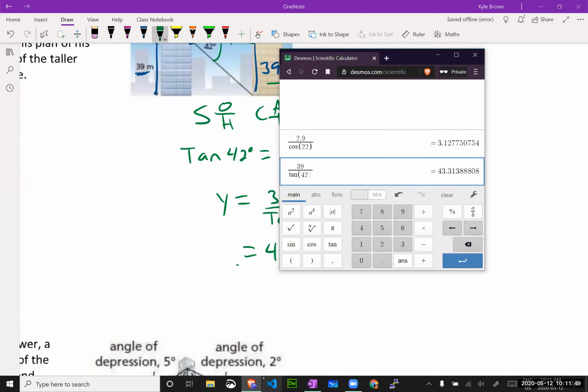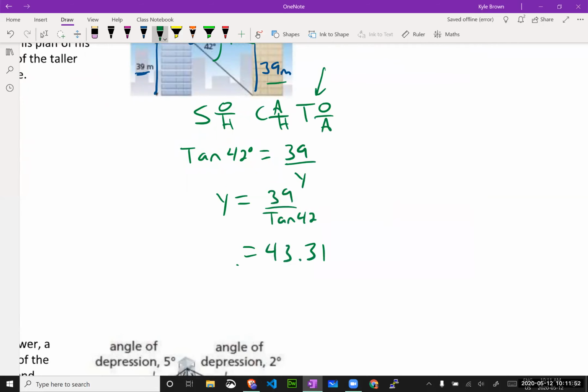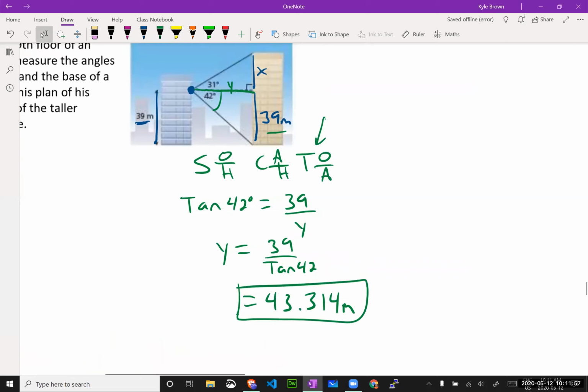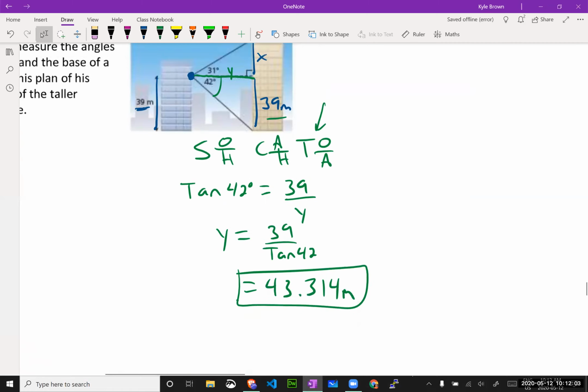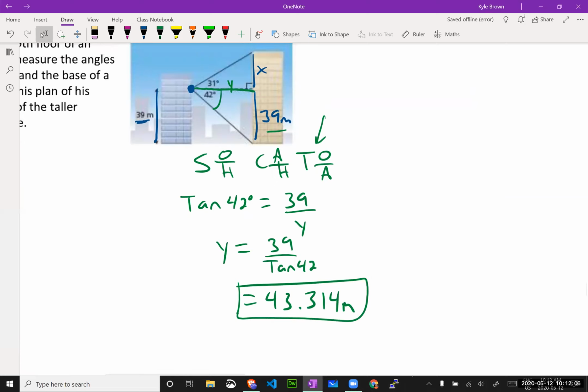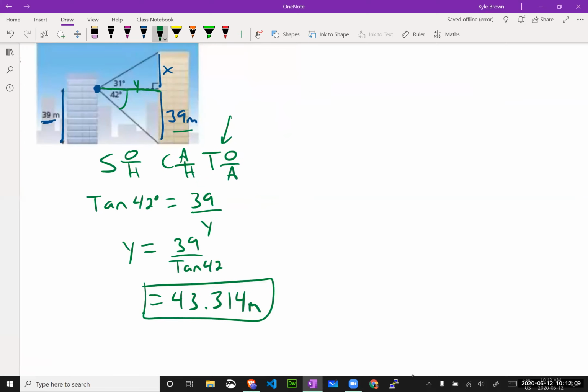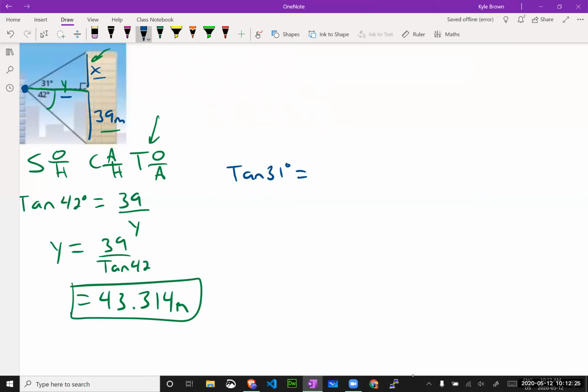Oh, shoot. 43.314 meters, right? And I'm going to use that again in a second here. Now we're going to use that number because we know it now to solve for the backside there. So this time we have the adjacent, right? We know what y is now, and we're looking for the opposite. So again, that's going to be tan. So we'll say tan 31 degrees is equal to x over the number that we just found there, right?